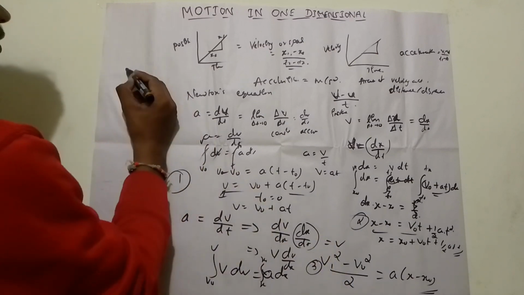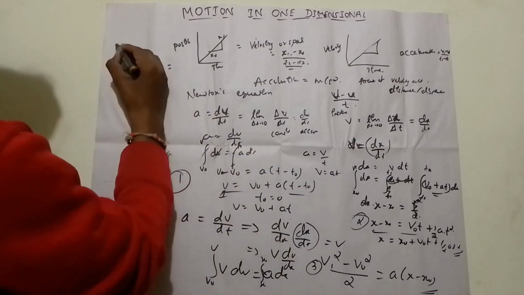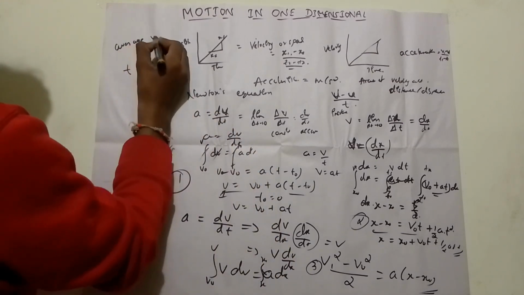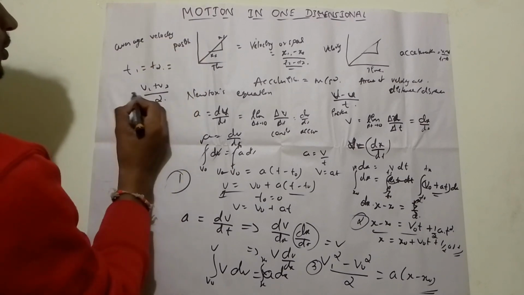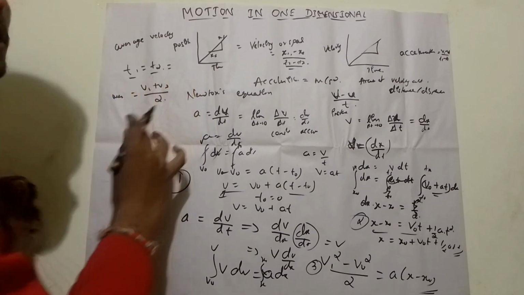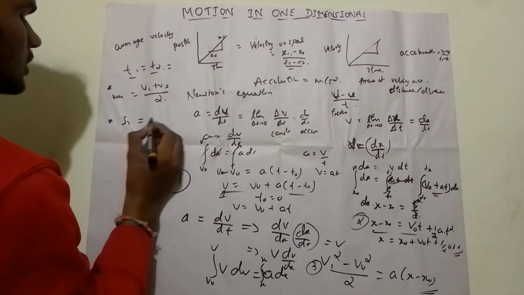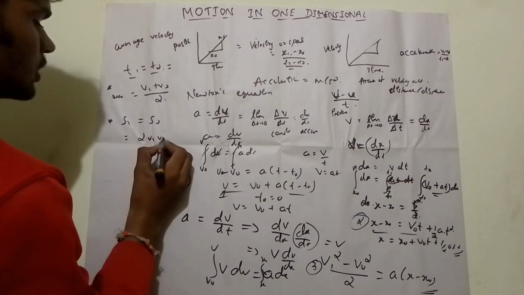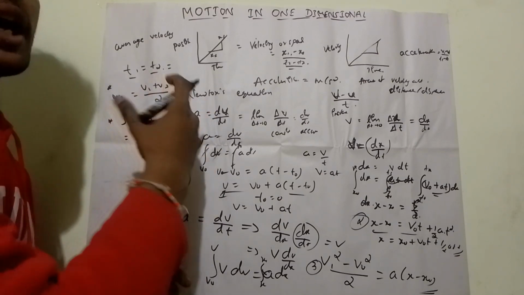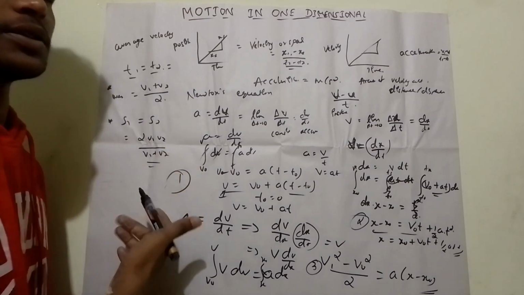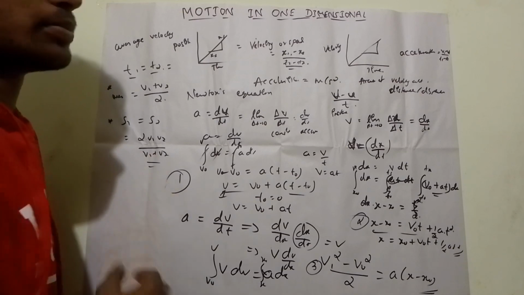A very important thing: when t1 is equal to t2, in the average velocity formula, the average velocity is (v1 plus v2) divided by 2. Next, another important one: when s1 is equal to s2, the average velocity is 2 v1 v2 divided by (v1 plus v2). These two are very important results about average velocity. You can use them in a variety of problems.